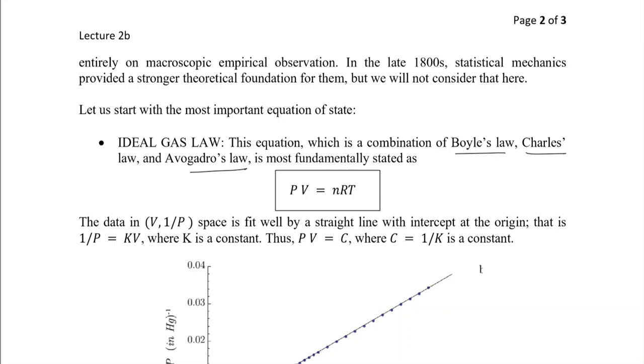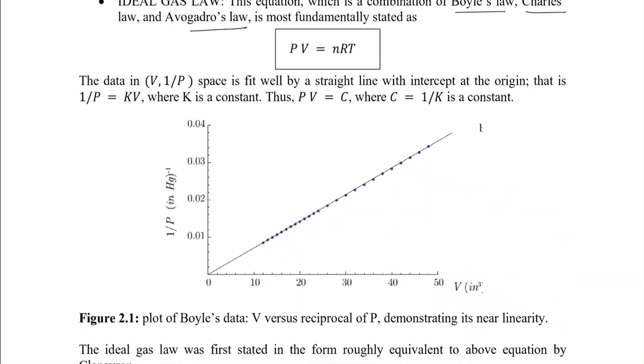Now, if you check the graph shown, this graph is exactly Boyle's experimental law and the plot of the Boyle data. It is the data between 1 over P and the volume. Boyle's law says that pressure and volume are inversely related, so P is proportional to 1 over V, which means they have a direct relationship with 1/V.